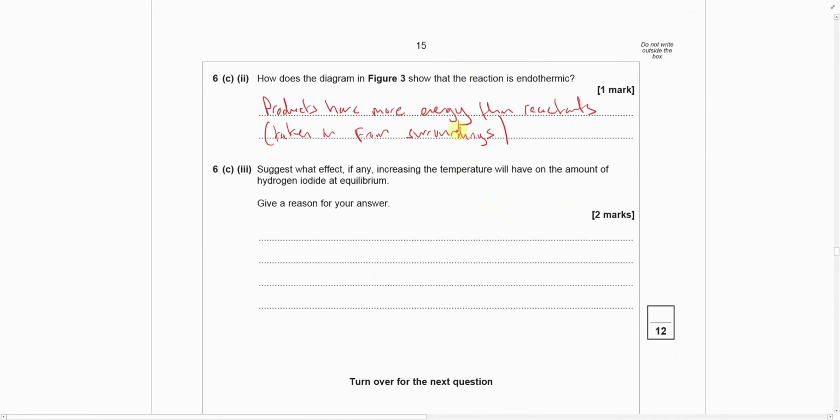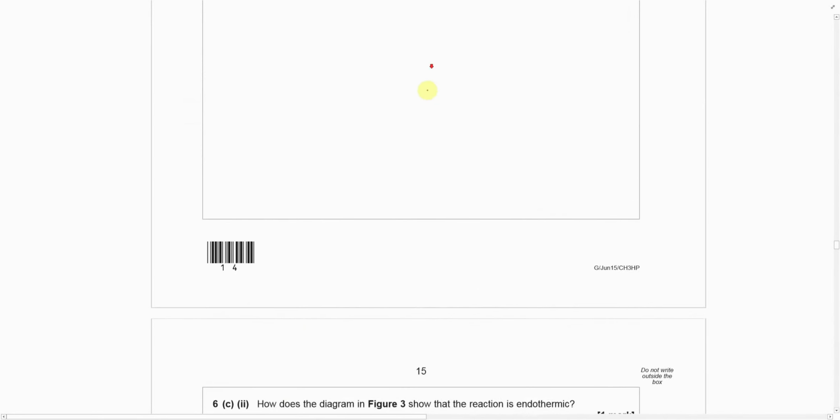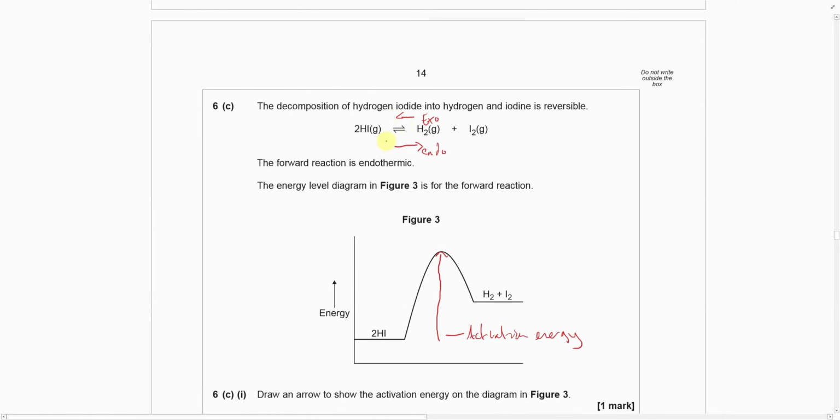Suggest what effect, if any, increasing the temperature will have on the amount of hydrogen iodide at equilibrium. Give a reason for your answer. Ooh, lovely question. So it says increasing the temperature on this reaction. If we remember, going forward is endothermic, going backwards is exothermic. So we're going to be increasing the temperature of this. The equilibrium is obviously going to want to reduce that change. So if you increase the temperature, the equilibrium is going to move to the right, favouring the endothermic direction. So you're going to end up with more hydrogen and iodine and less hydrogen iodide.